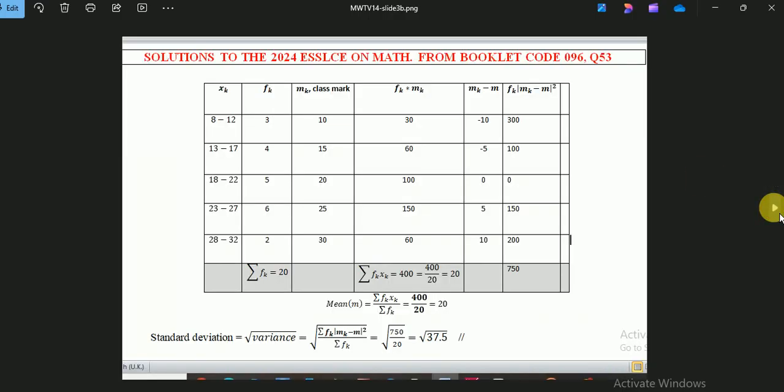Step 2, find the mean of the group data. How can we find the mean for group data? We multiply class marks by their corresponding frequencies. 10 times 3 is 30, and we do the same thing for the rest. When we multiply class marks by the class frequencies, we form this column. Then we add these numbers. We get 400. If we divide by the total number of observations, the summation of frequency, 20, we get 20. So the mean of this data is 20.